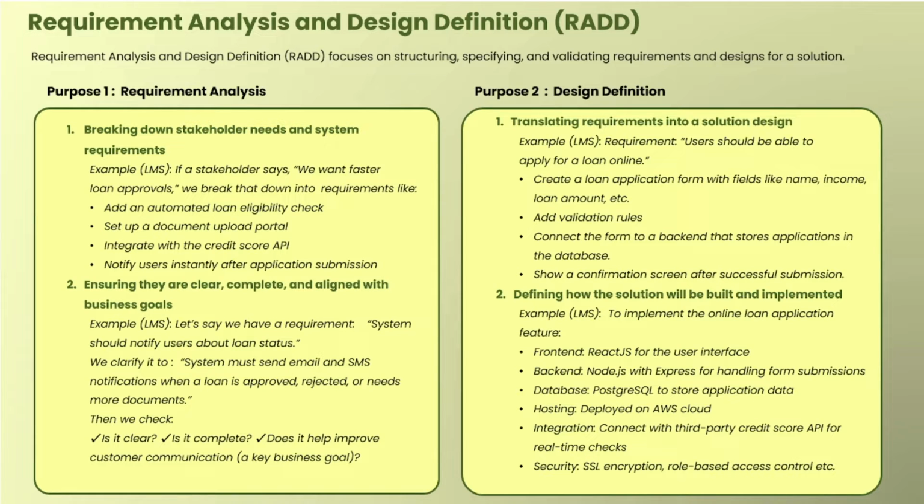To get more clarity, let's check an example of a loan management system. The requirement was: user should be able to apply for a loan online. So what should the design translation be here? We need to create a loan application form which holds fields like name, income, loan amount and other fields also. We can add a validation rule here, like income must be above a certain threshold, meaning if someone has $5,000 per month income, then provide them a loan, or don't provide them the loan, something like that.